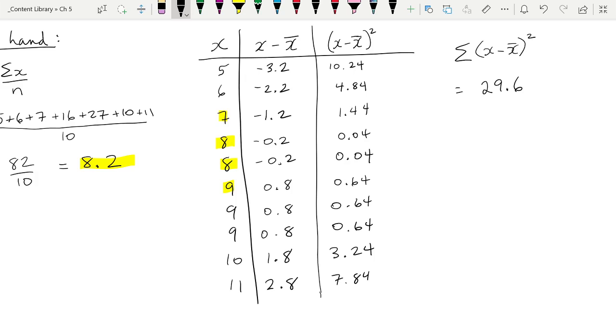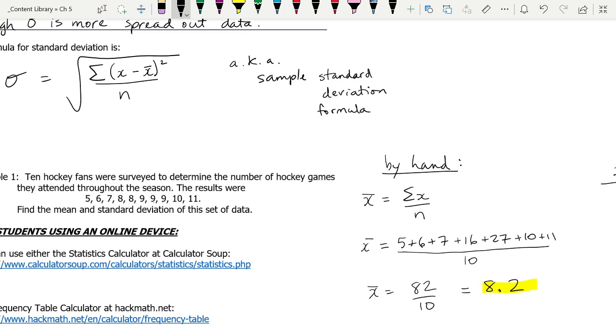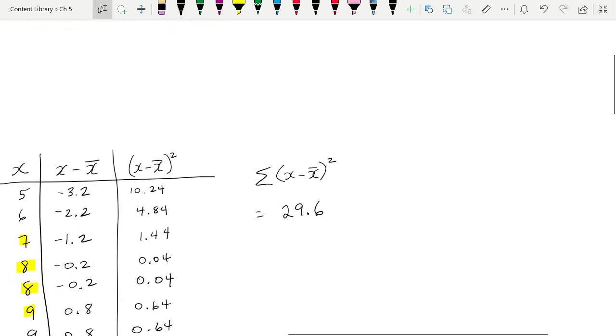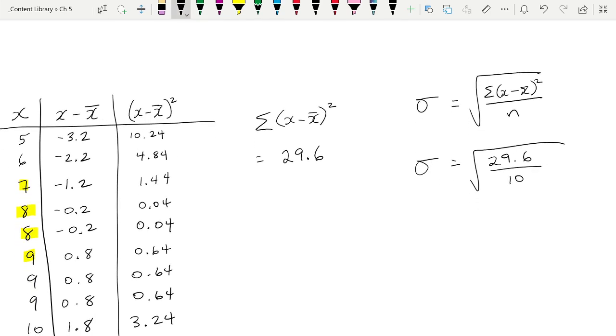Okay, so there we go, 29.6. Now let's look back at the formula. What was the formula again? We just got that numerator, the sum of the squares of all of the data points minus the mean. Then I divide it by how many numbers there were in the data set, and then I square root that. So the formula is the square root of the sum of x minus the mean, squared, divided by n. I already know that this numerator is 29.6, the denominator is 10, and 29.6 divided by 10 is 2.96.